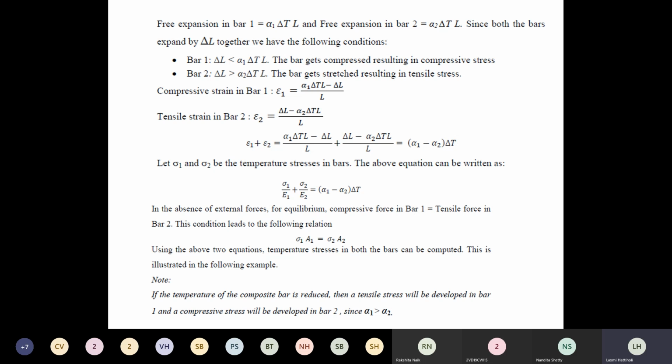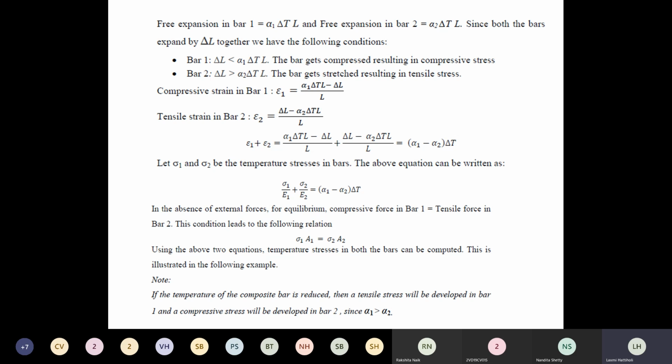Whereas in LHS, since it is sigma 1 by E1 plus sigma 2 by E2, nothing is going to change. It remains sigma 2 by E2 plus sigma 1 by E1. That doesn't make any difference. But in RHS, you can see that alpha 1 minus alpha 2 simply becomes alpha 2 minus alpha 1, so there is no need to consider the negative sign here.